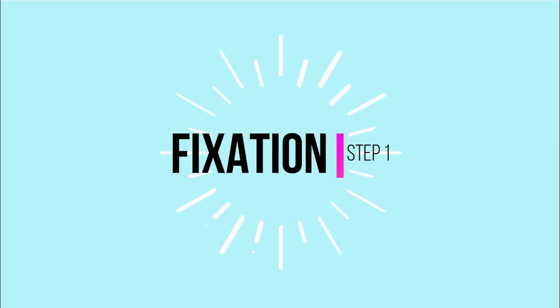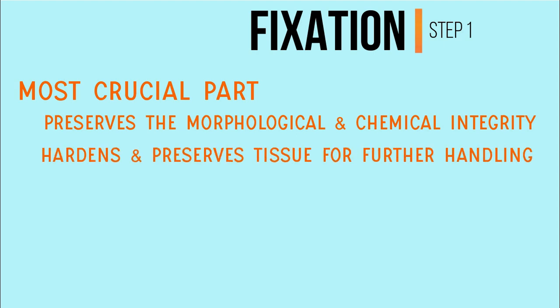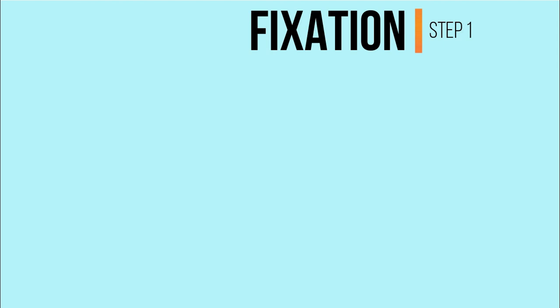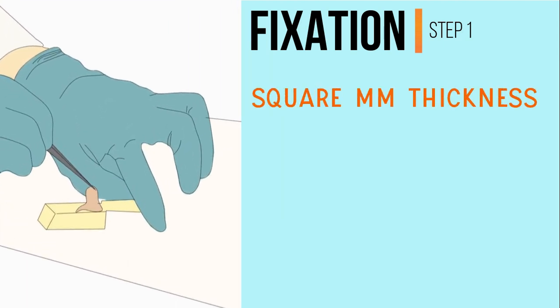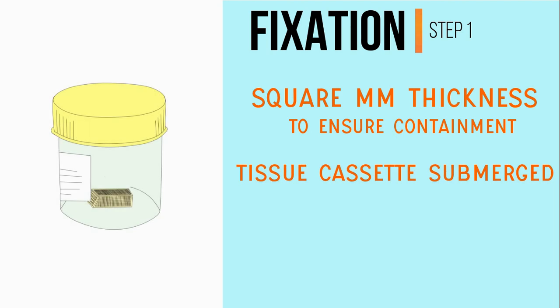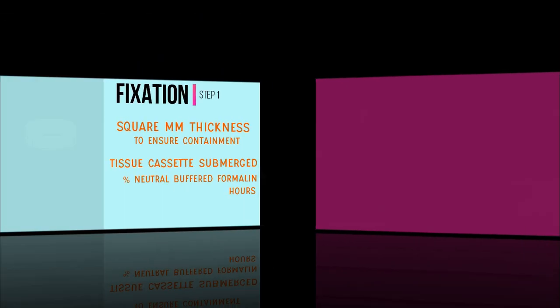To start off, fixation is the most crucial part of routine tissue processing since it preserves the morphological and chemical integrity of the cell. It also hardens and preserves the tissue for further handling. The tissue must be cut to a square millimeter thickness. This is to ensure the containment of it in the tissue cassette. The tissue cassette is then submerged in a fixative solution, 10% neutral buffered formalin, and left to fix for 3 to 24 hours.